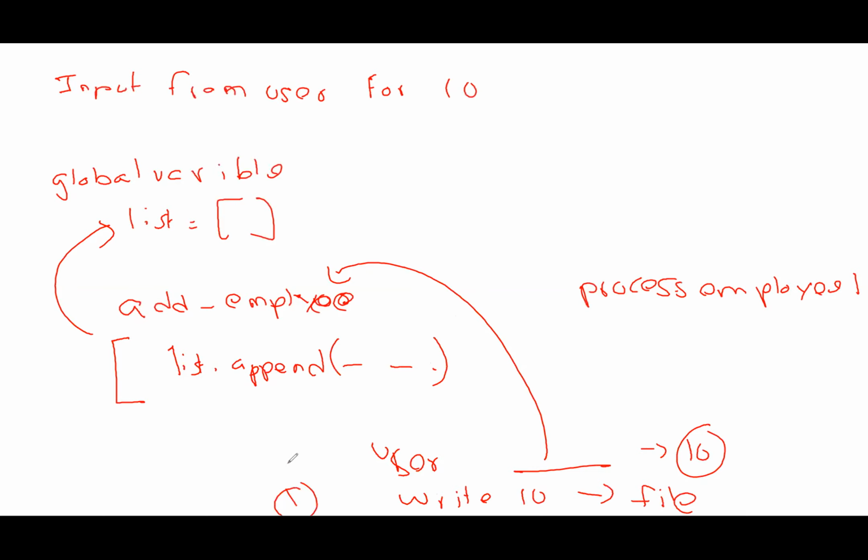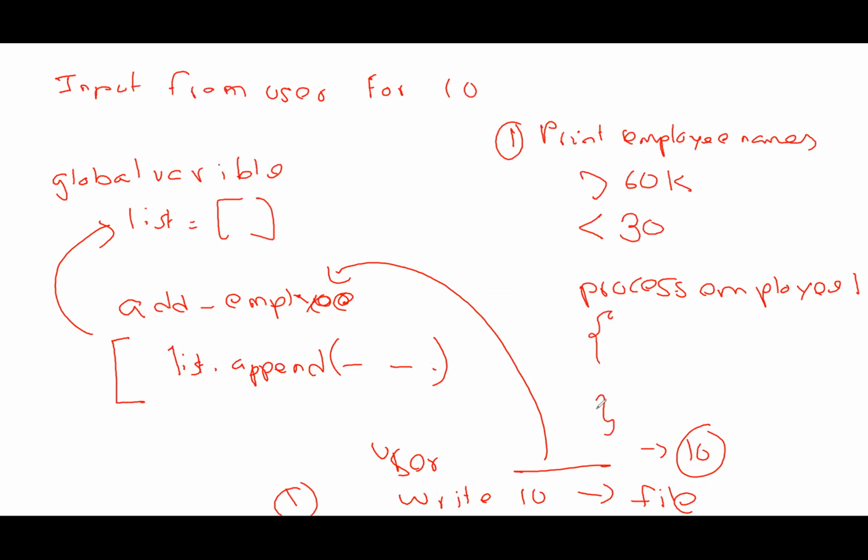After this is done, there are 2 assignment questions. One is you need to print all employee names whose salary is greater than 60K, and then whose age is less than 30. So that is what this one will do. So what this does, sorry, there are no braces in Python. What this process employee does is it takes this, because this is a global variable, right? So this thing can access this.